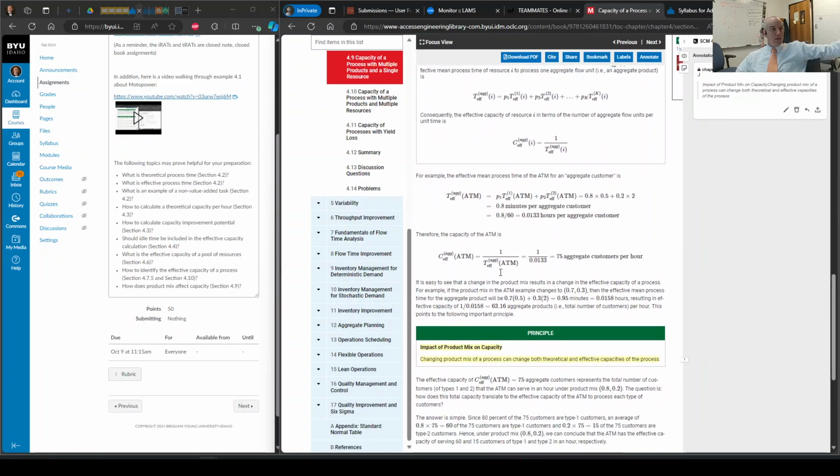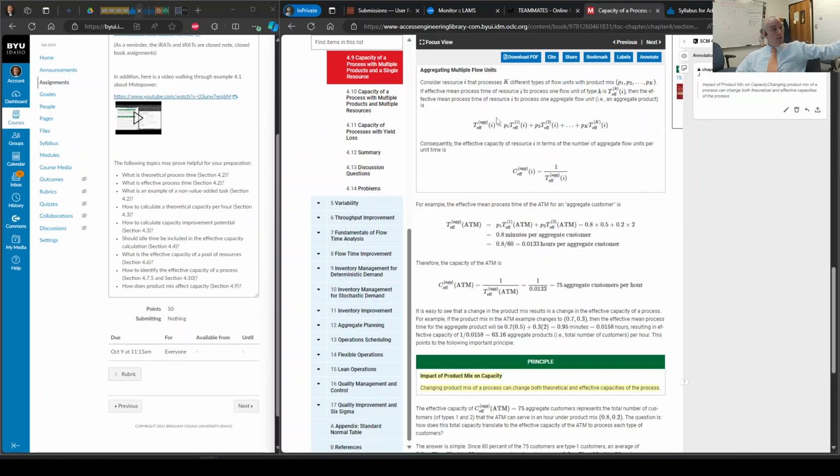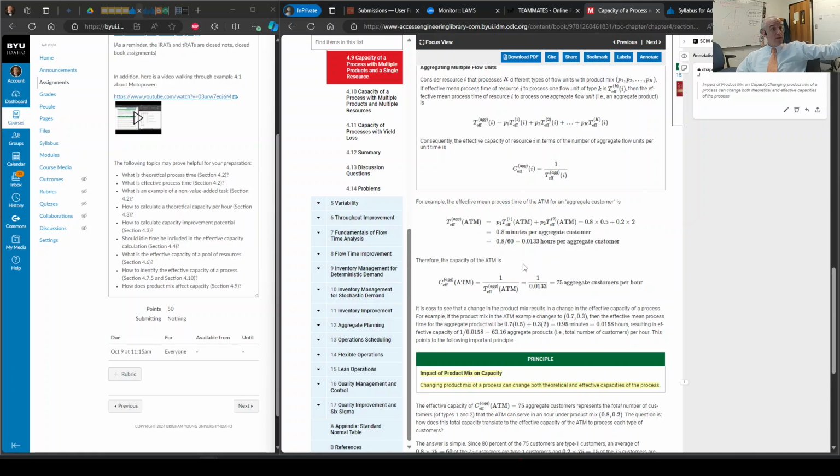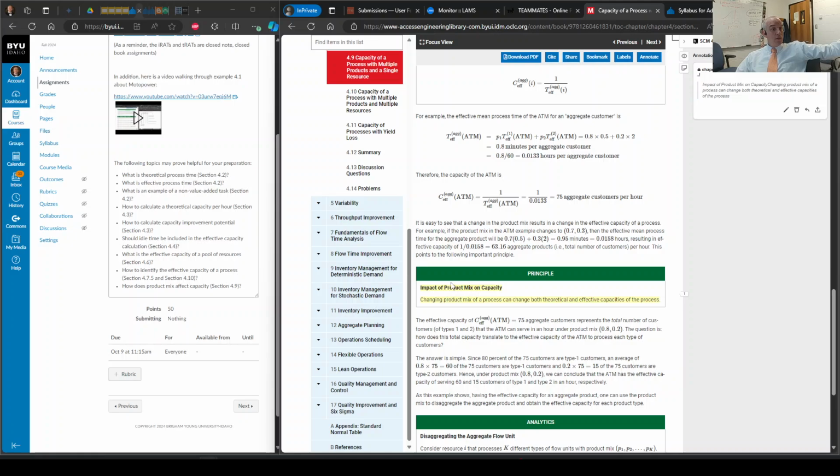So you can read this section to figure out more about what does that mean and what is the impact of changing the product mix on capacity. And it turns out it changes both the theoretical and the effective capacities of the process. I think that's going to be helpful.